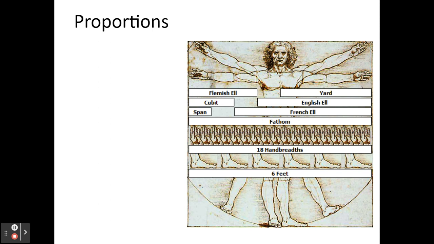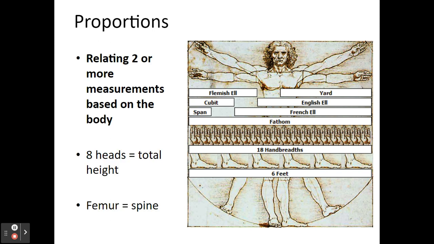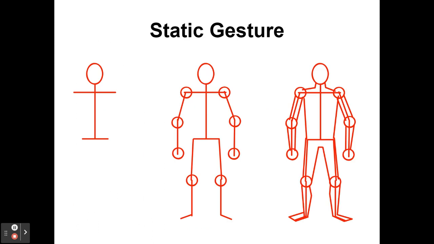Proportions is what we're going to be using today in class. Proportions is when you're relating two or more measurements of the body. One proportion that we're going to be using is 7 to 8 heads tall. Usually I say 8, but 7 will do for the total height. And also the femur is going to be equal to the spine. So let's look at some of these things right now.